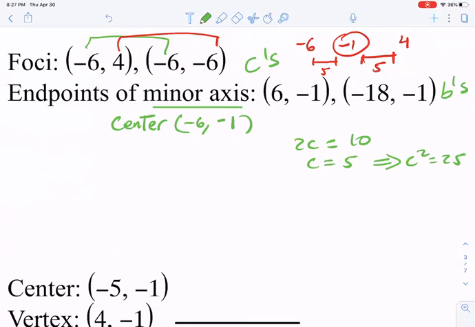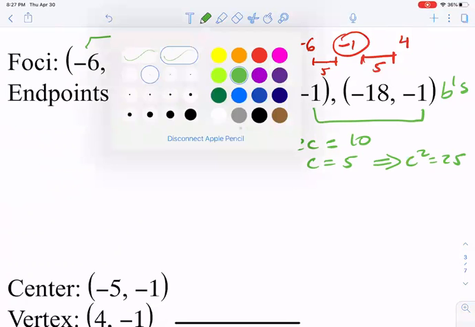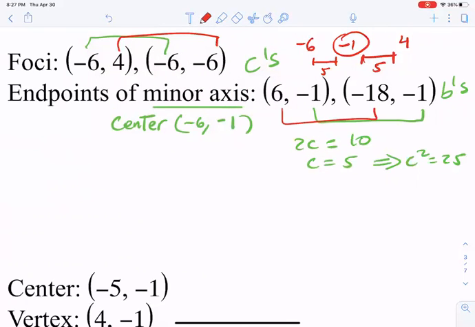Same thing applies for the B's. What's fixed? The ones are fixed. Now, what about this number? This number is 6 to -18, right? So what's the distance from -18 to 6? It is 24. So that means 2b equals 24 and b equals 12, which implies that b squared equals 144. And we found the b squared.